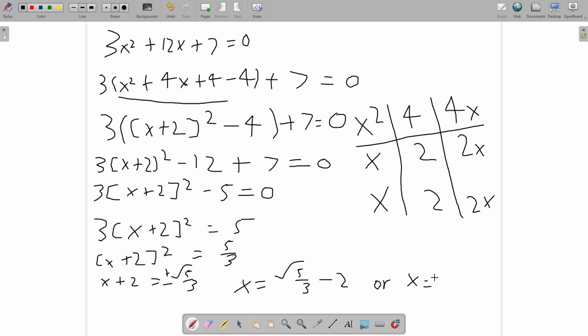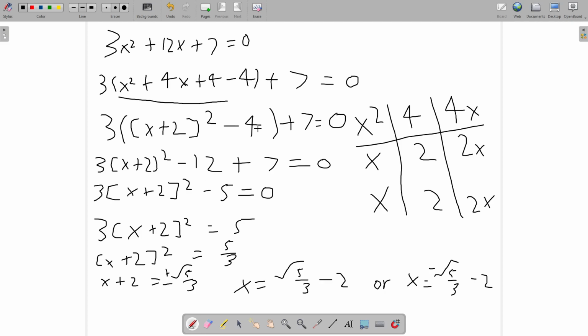x equals minus the square root of 5 on 3 minus 2. Could simplify it further, but in this case I'm not. I'm just going to keep it like this and keep it simple. That's the whole gist of that.